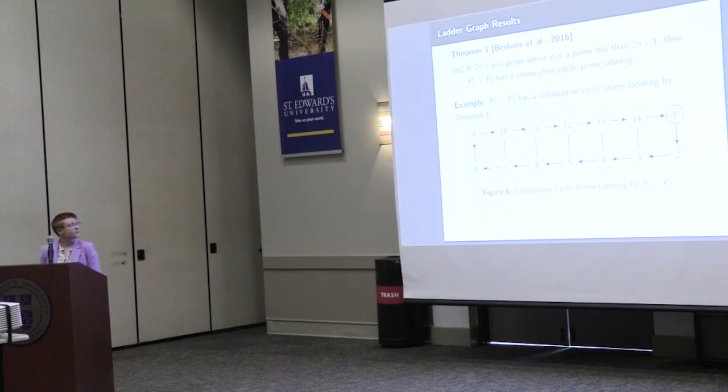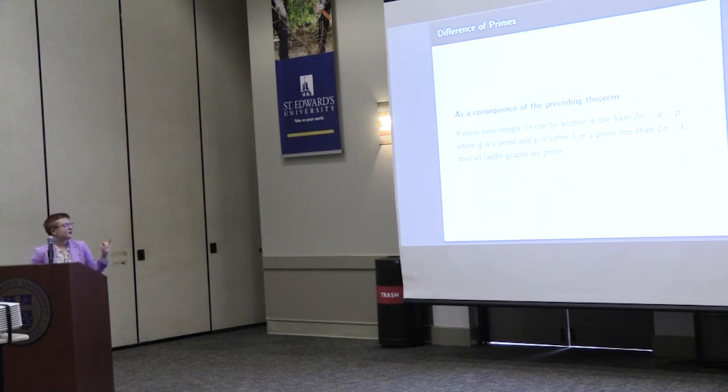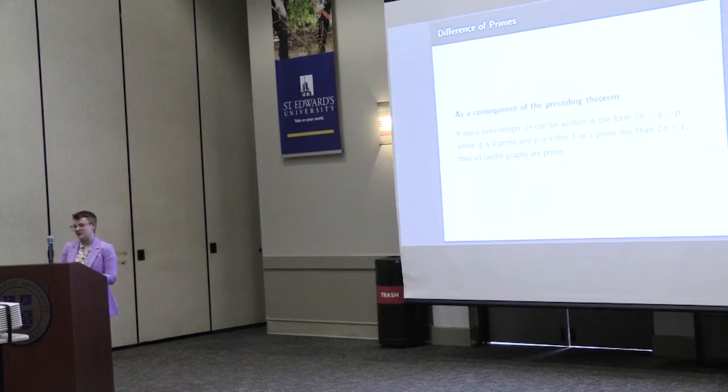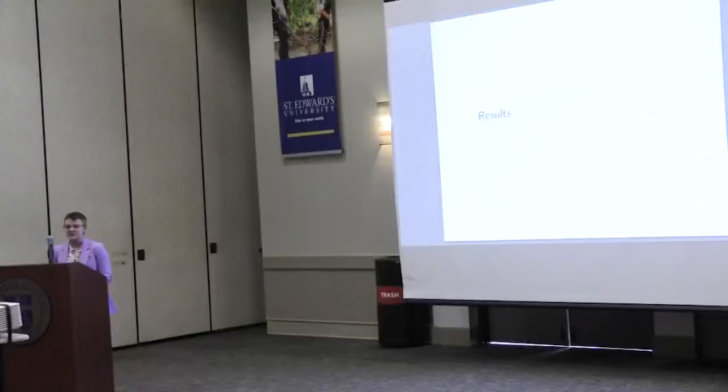And just as a quick aside, the proof of that last theorem is a consequence of saying that if every even integer 2n can be written as the difference of two primes, or the difference q minus p, where q is a prime and p is either 1 or a prime less than 2n plus 1, then we can give a prime labeling to every ladder graph. And then that will bring us to the results that we got with this project.